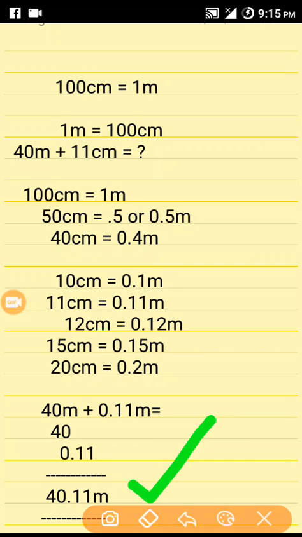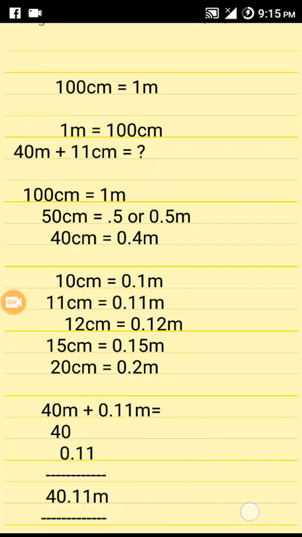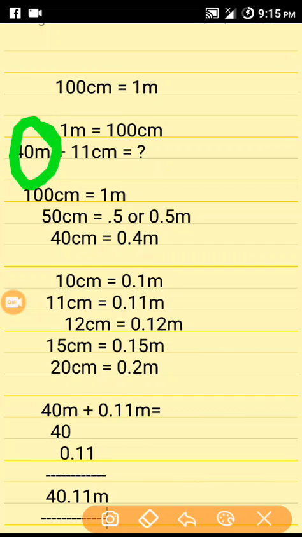So we should get something like this. That is, when you want to change all to meters, you have to get 40.11 meters. So that is the rule that we chose. But what if we are rather supposed to change this one? The 40 meters to centimeters. So then we add it in centimeters.